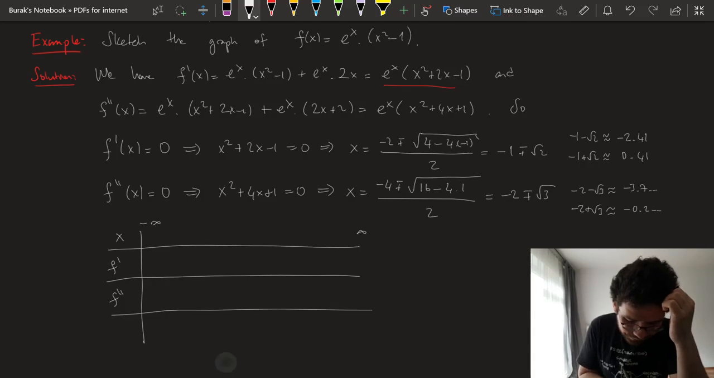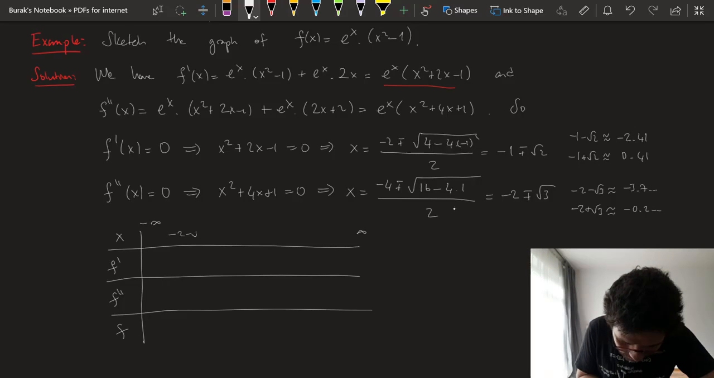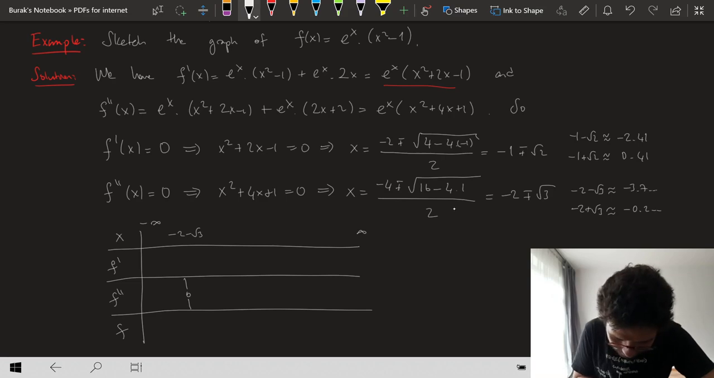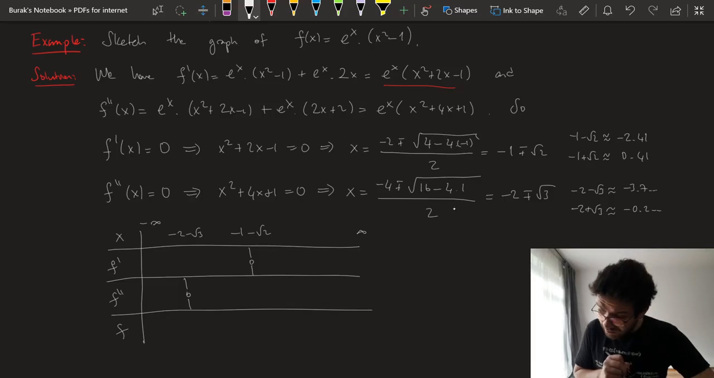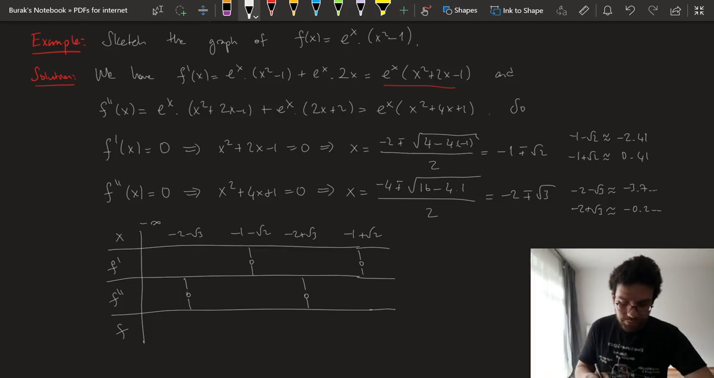Here's my table. I have 4 points of interest. The smallest one is minus 2 minus root 3, which makes the second derivative 0. And I have then minus 1 minus root 2, which makes the first derivative 0. And then I have minus 2 plus root 3, which makes the second derivative 0. And I have a minus 1 plus root 2, which makes the first derivative 0. Okay.